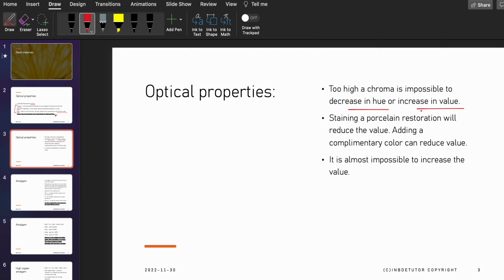It is already dark. So staining a porcelain restoration will reduce the value, obviously, because if something is already white and you go and stain that something, you are reducing the value, means you are reducing the brightness. Adding a complementary color can also reduce value. It is almost impossible to increase the value. Now, what does this point mean? Like, if something is already white enough, you cannot just make it more white, right? So it is already bright enough, and so you cannot keep on increasing a white color.